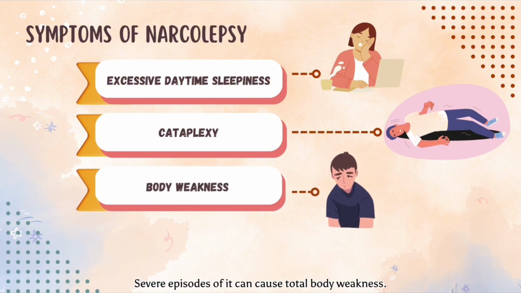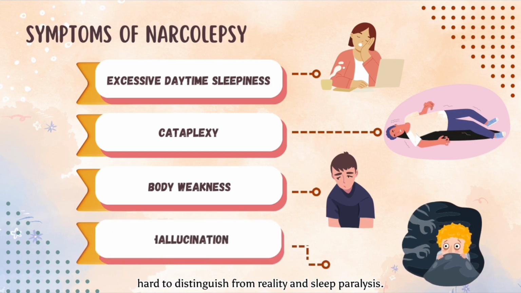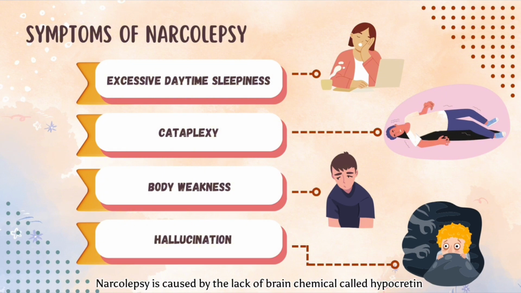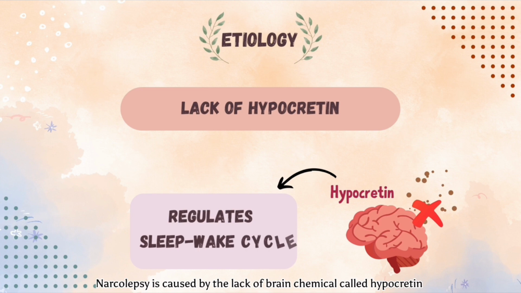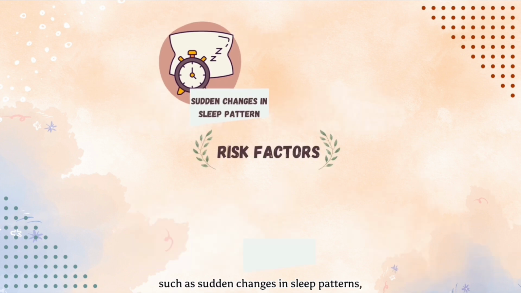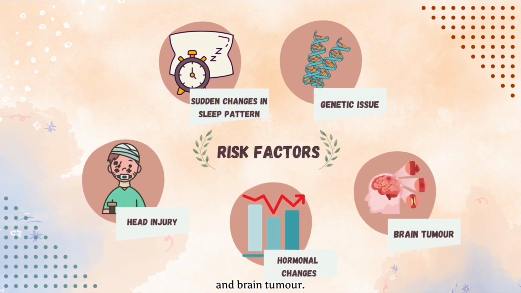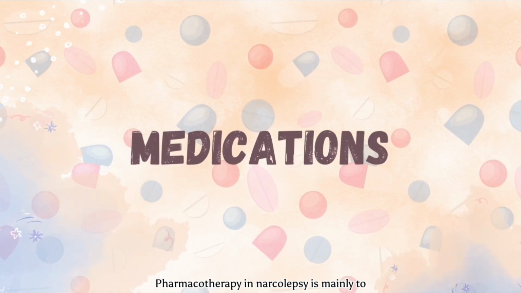Severe episodes of it can cause body weakness, and this is considered as type 1 narcolepsy. Type 2 will not involve cataplexy. There are also some sleep-related hallucinations that can be hard to distinguish from reality, and also sleep paralysis. Narcolepsy is caused by the lack of a brain chemical called hypocretin, which regulates the sleep-wake cycle. This may be due to various risk factors such as sudden changes in sleep patterns, genetic issues, head injury, hormonal changes, and brain tumor. Pharmacotherapy in narcolepsy is mainly to reduce the symptoms instead of curing it.